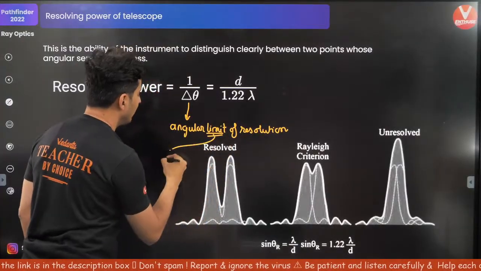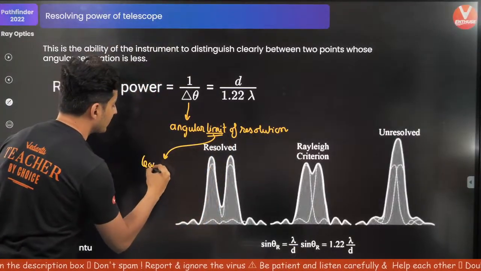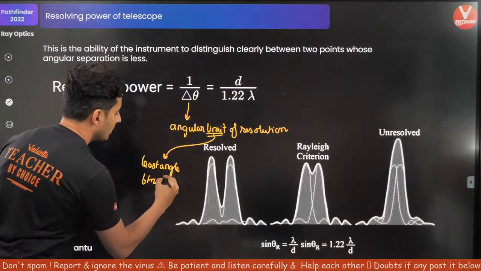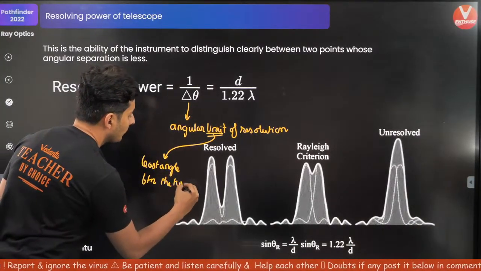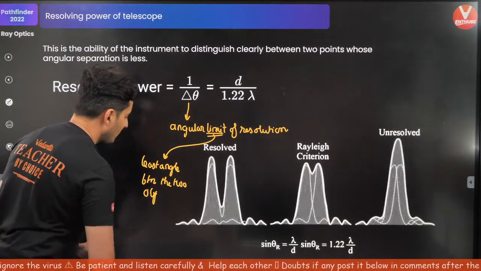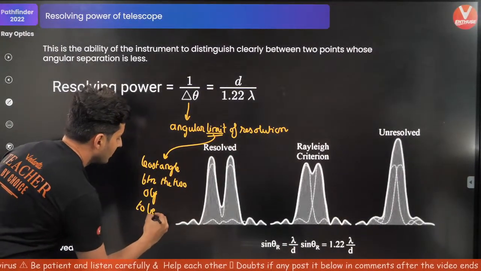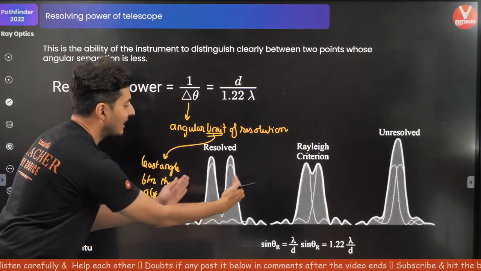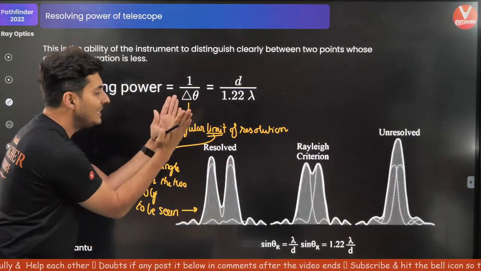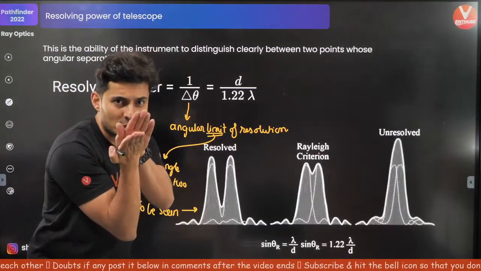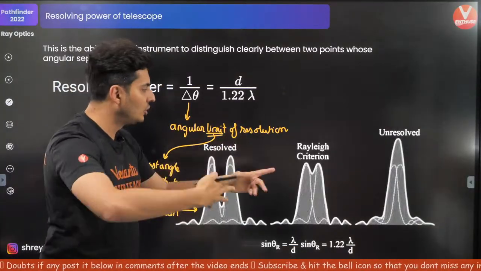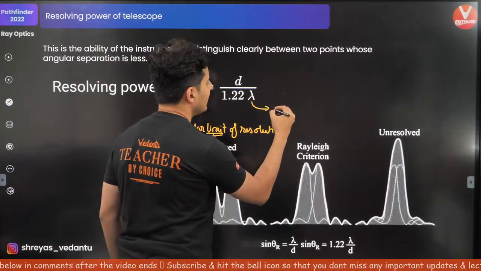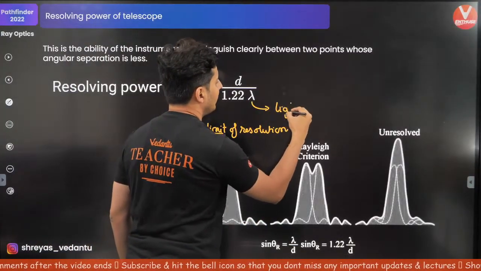Why am I using the word limit? It's the least angle between the two objects to be seen like this. So if you want to see it clearly resolved, that's the least angle between the two objects that should be maintained so that the images don't overlap in this manner. Lambda is obviously the wavelength of that particular light.